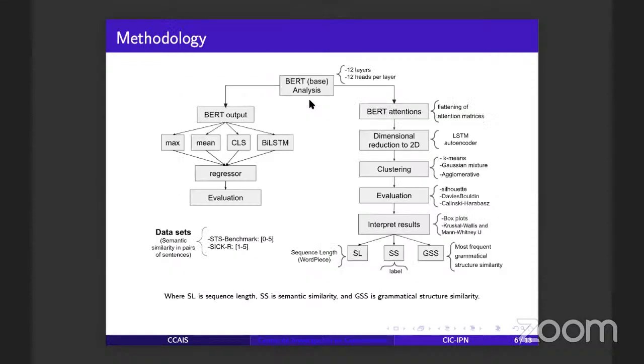This is my method. The BERT analysis is divided into two parts. On the left, you can see the analysis for the CLS token.